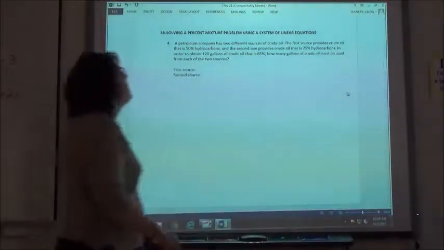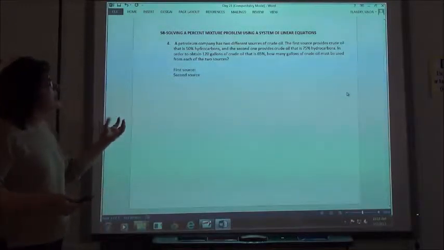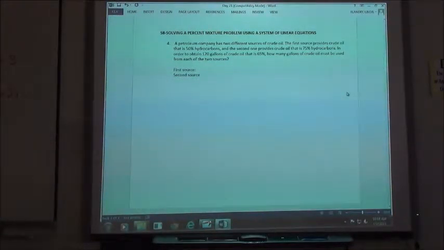Now this one's going to be a percent mixture problem, but it's going to look pretty close to what we just did on the previous ones, but this time we're going to use some percents. So we want to think about that if I take the percent times the amount, I get the pure substance in there. It says a petroleum company has two different sources of crude oil.